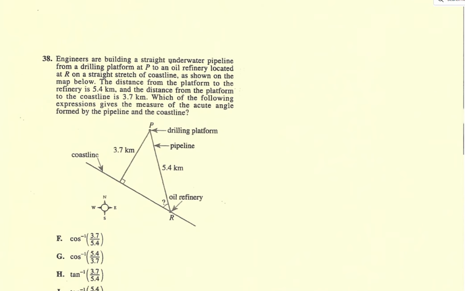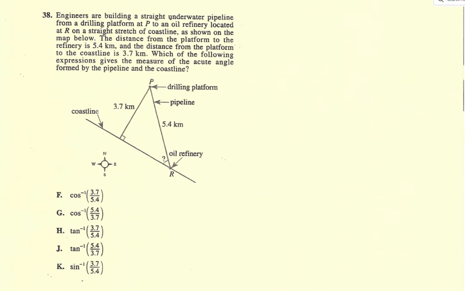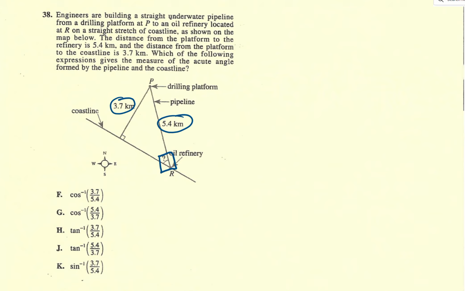All right, look at this one. They are really trying to mess us up with this, making us think it's going to be difficult, but it's not. In fact, it's so simple. They give us the question right here. They tell us this, and they tell us this. It says, which gives us the measure of the angle from the pipeline and the coastline. But they already gave me the question mark to tell me what they wanted to know.